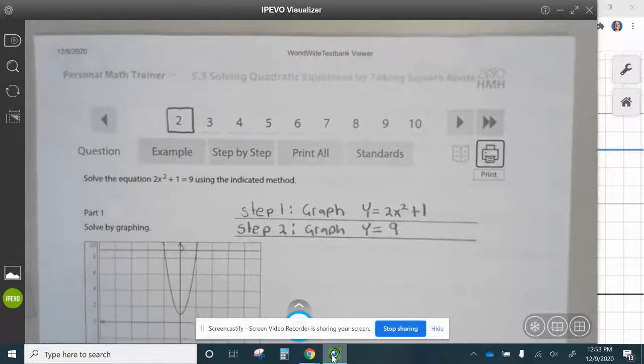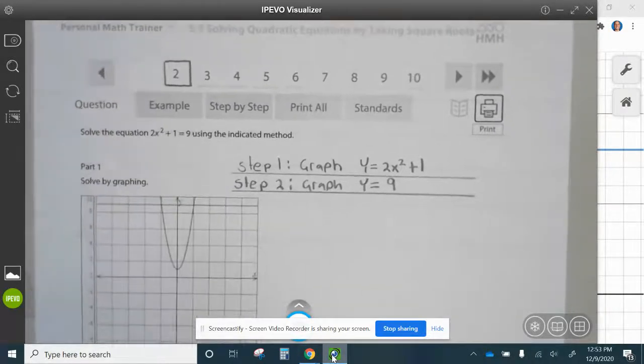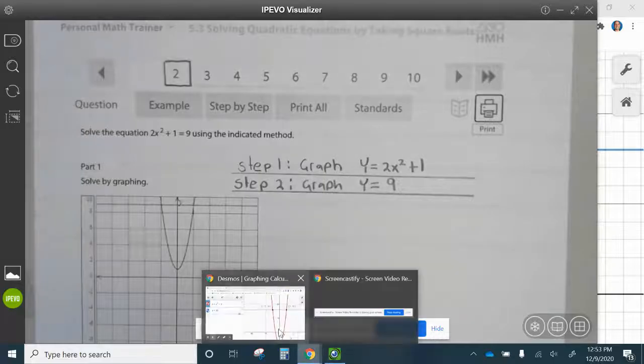Okay, question 2. Solve the equation 2x squared plus 1 equals 9 using the indicated method. So we're going to solve by graphing. So step 1, we're going to graph y equals 2x squared plus 1. And step 2, we're going to graph y equals 9. So let's do that now.